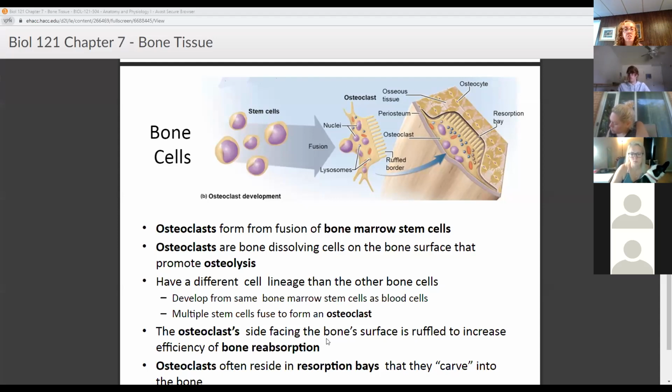Their structure's a little different. They have a ruffled border. And the ruffled border is going to increase the efficiency. So they bind to the bone and create this little resorption bay area.